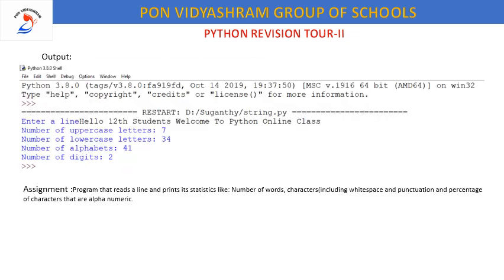Coming to the output of the program, the input, that is the line, is "Hello 12th Students, Welcome to Python Online Class." This is going to be my input here, and in the input I made the first character of each word a capital letter. So I've got the number of uppercase as 7 and the rest of the characters, the number of lowercase, is 34 here. Total number of alphabets is 41. 34 plus 7 you get 41, and for 12th I have written 1, 2, so those 2 are digits here. So this is the output of the previous program we have seen.